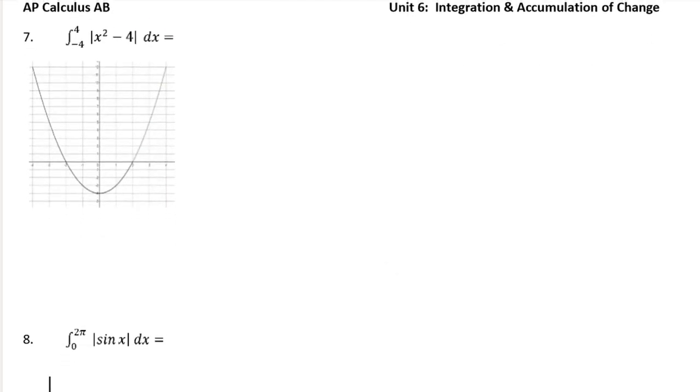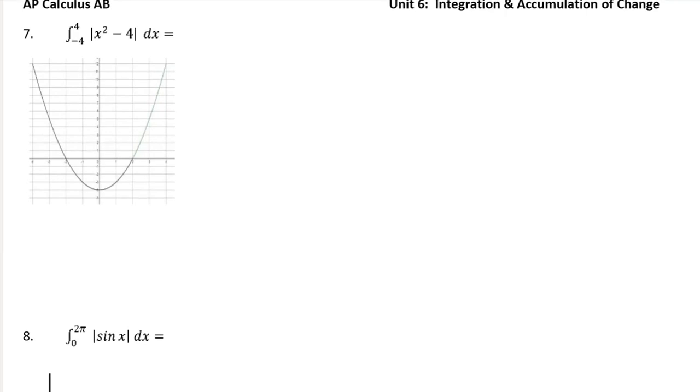All right, number 7. We want the integral from negative 4 to 4 of x squared minus 4. So you'll notice it says the absolute value of x squared minus 4. Absolute value of a function means basically that entire function needs to be above the x-axis or greater than or equal to 0. So in other words, this part of my parabola that's down at the bottom here, to take the absolute value of that, what we want to do is bring that up to and above the x-axis here.